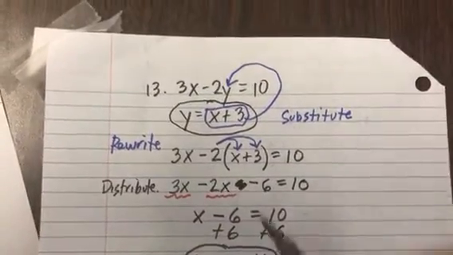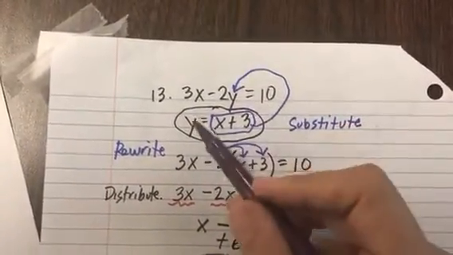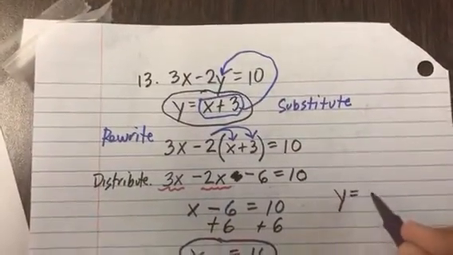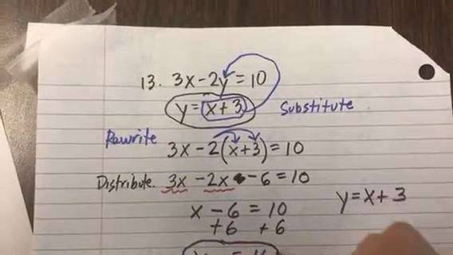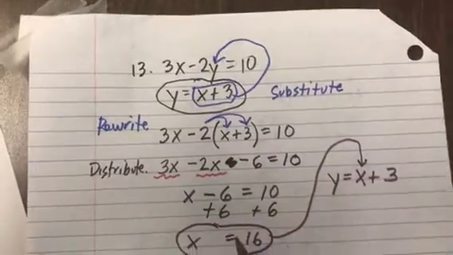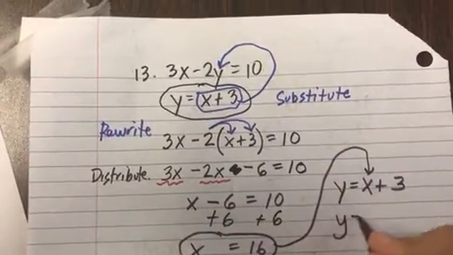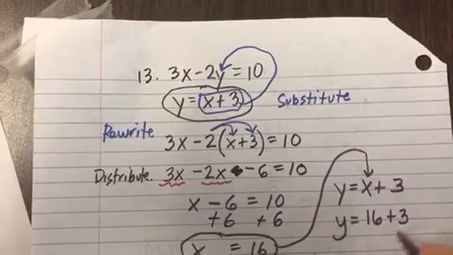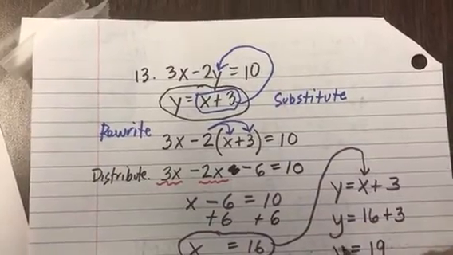Awesome. Now, I can plug back into either one, but this one's pretty easy. Remember, we started with y is equal to x plus 3, and now we solved the mystery of the x. We know x is 16, so I know that 16 plus 3 would be 19, so now I know what y is.